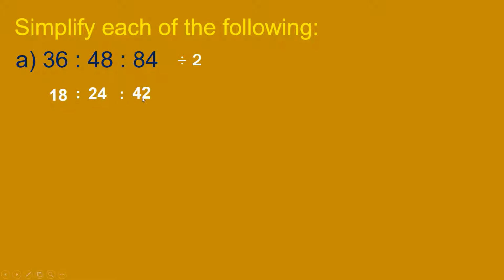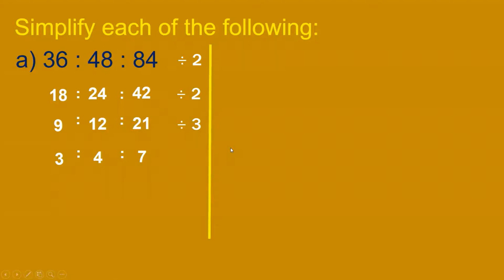Again, let's try to find a number that these three numbers can be divided by. 18 and 24 and 42 can be divided by 2. So 18 divided by 2 equals 9, 24 divided by 2 equals 12, and 42 divided by 2 equals 21. Again, let's find a number that these three numbers can be divided by. 9, 12, 21, they can be divided by 3. So 9 divided by 3 equals 3, 12 divided by 3 equals 4, and 21 divided by 3 equals 7. So the ratio in its simplest form is 3 to 4 to 7.